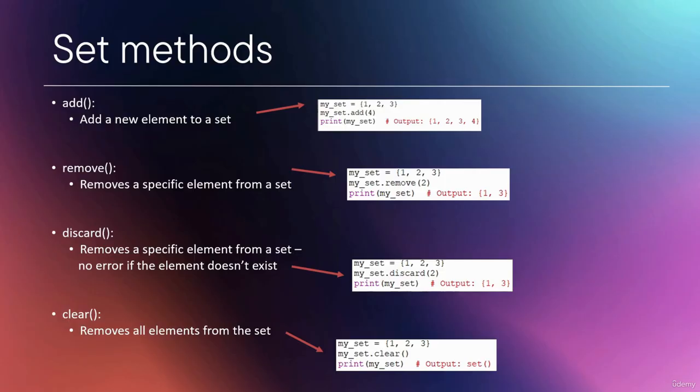Now we have the discard method. Discard performs the same function as remove, but with an advantage that it does not show us any error if the element does not exist. So for example, if we gave it a particular item which does not exist in our set, the method remove will stop the code and say an error, this does not exist. But for the discard method, if it does not exist, it will not give us any error. It will just continue on with the code. And then we have the clear method, which just removes all the elements or items from the set.